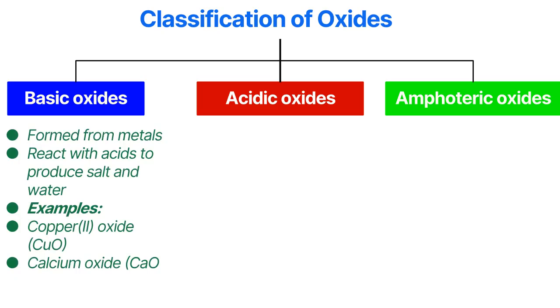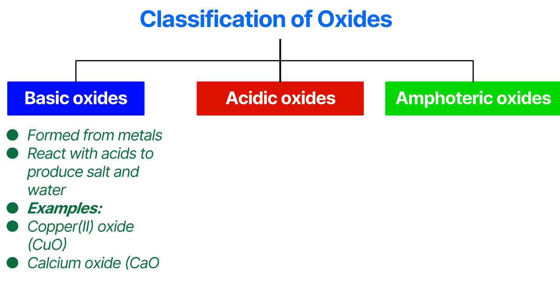Basic oxides are formed when metals react with oxygen. These oxides react with acids to produce salt and water, which is a key identifying feature. Common examples include copper oxide and calcium oxide. This behavior shows that basic oxides neutralize acids. Note, if an oxide reacts with acids only, it is most likely a basic oxide.